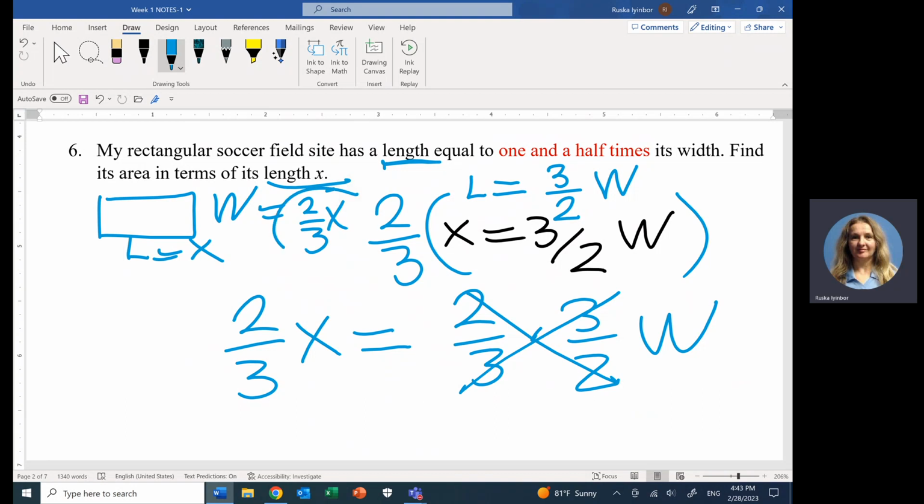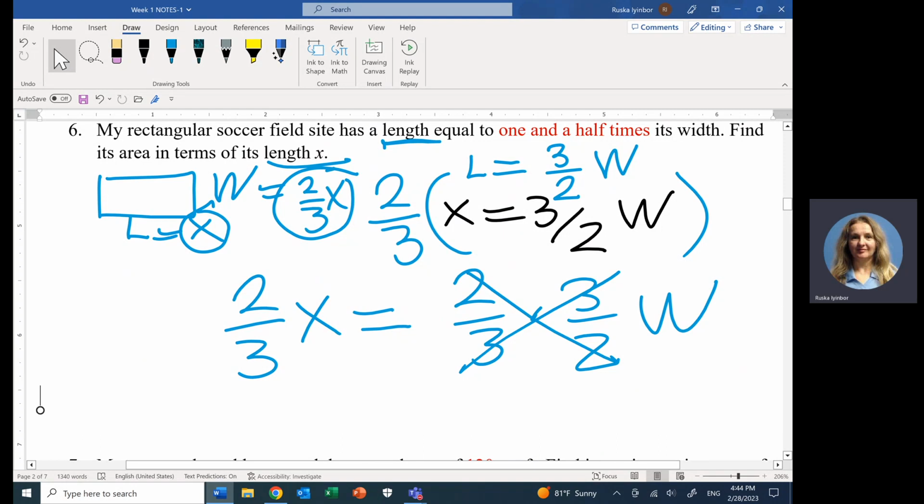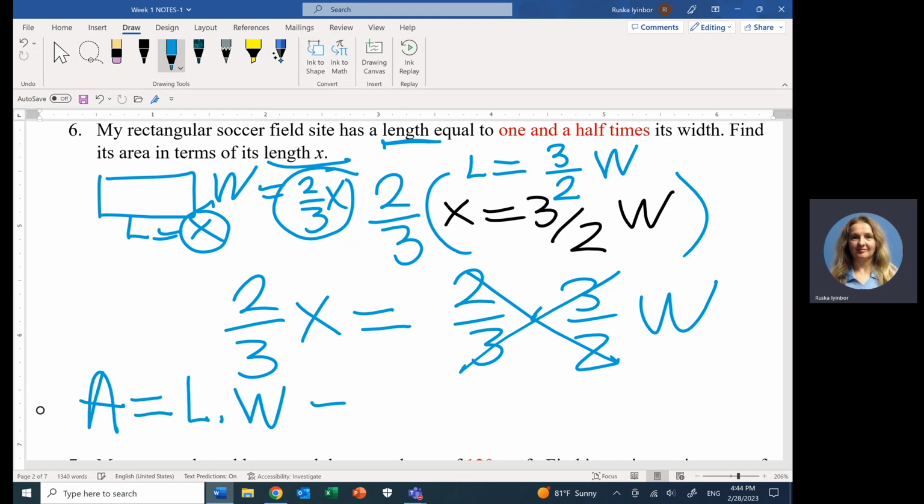So now the width is 2/3x. One side of this rectangular soccer field is 2/3x, and the other side is x. And then what you need to do is find the area. So the formula for the area is usually length times width. So I'm going to have the area of any rectangular box. It's length times width. So I'm just going to plug it in the two sides.